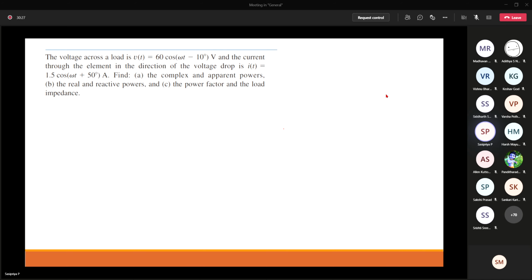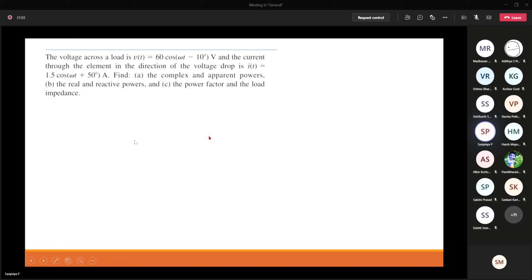I have another interesting question here. The voltage across the load is given, and the current through the element in the direction of voltage drop is also given. Find the complex and apparent power, the real and reactive power, power factor, and the load impedance. Can you calculate and let me know? The voltage is given, the network is not given. Instead, what they've given is the total applied voltage and the total current, and you're asked to calculate all these values.